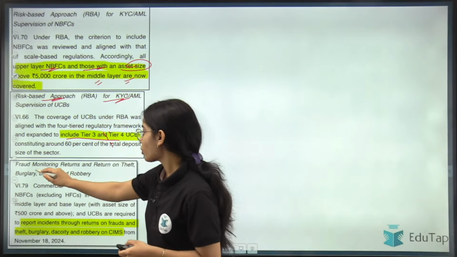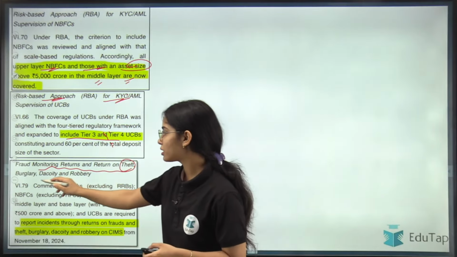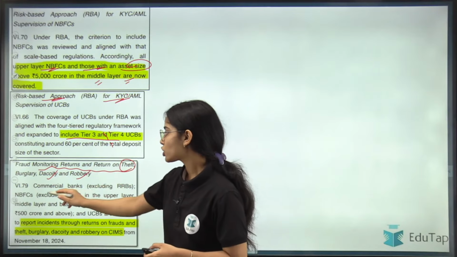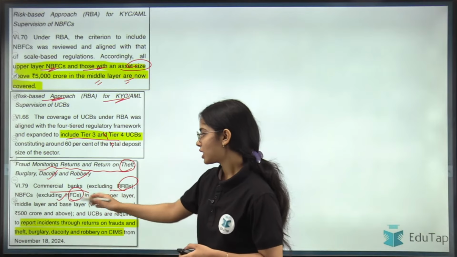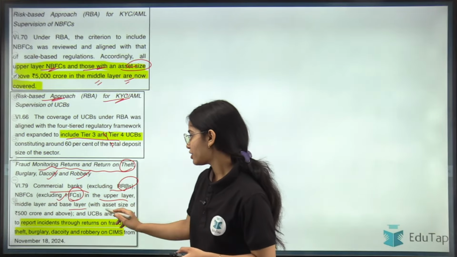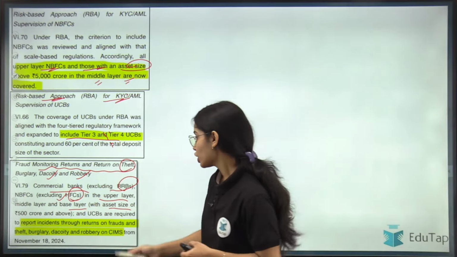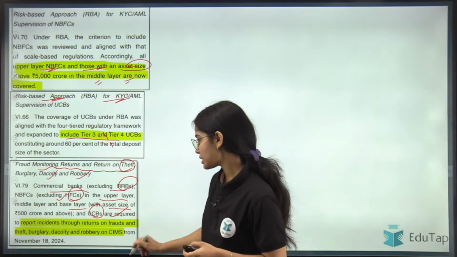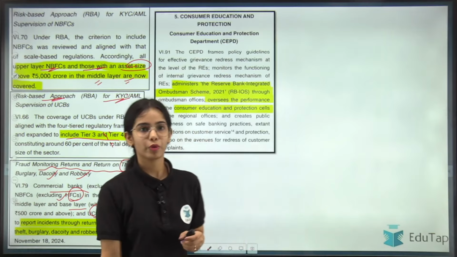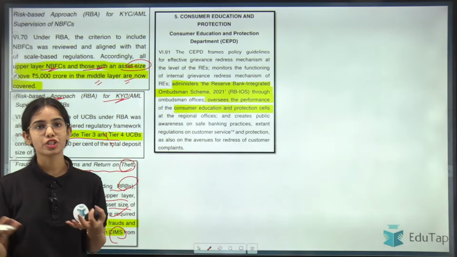Next, fraud monitoring returns, and returns on theft, burglary, dacoity, robbery. Commercial banks excluding RRBs, NBFCs excluding HFCs in the upper layer, middle layer and base layer with an asset size of 500 crores and above, and urban cooperative banks are all required to report such incidents on the CIMS portal. Next is the Consumer Education and Protection Department.